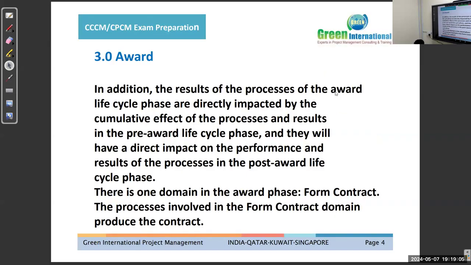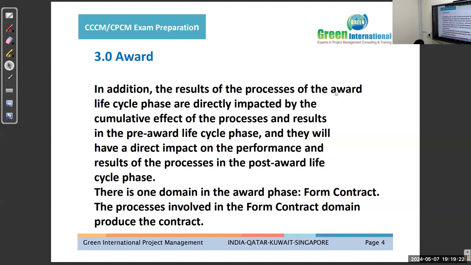In addition, the results of the processes of the award life cycle phase are directly impacted by the cumulative effect of the processes and results in the pre-award life cycle phase, and they will have a direct impact on the performance and results of the processes in the post-award life cycle phase.